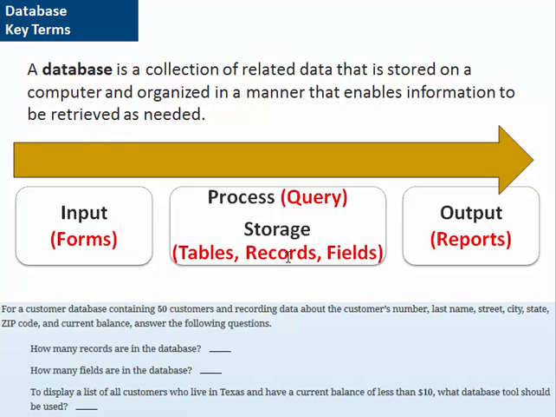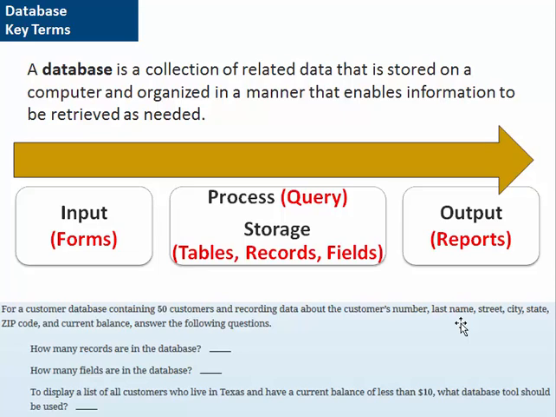50 customers, there's going to be 50 records in our table, and each record is going to have the customer's number, name, last name, street, city, state, zip, and current balance. Answer these questions. How many records are there? There are 50 customers, so there are 50 records in this customer table.